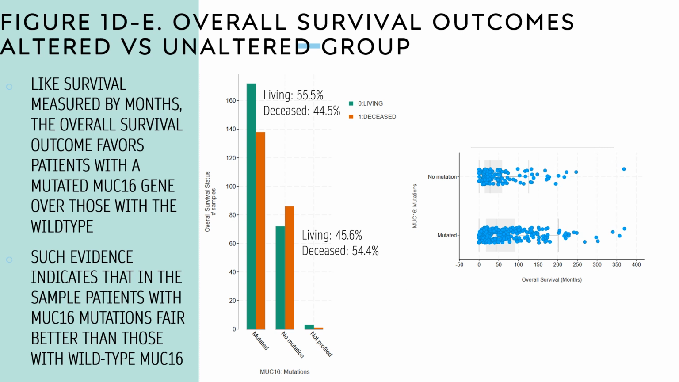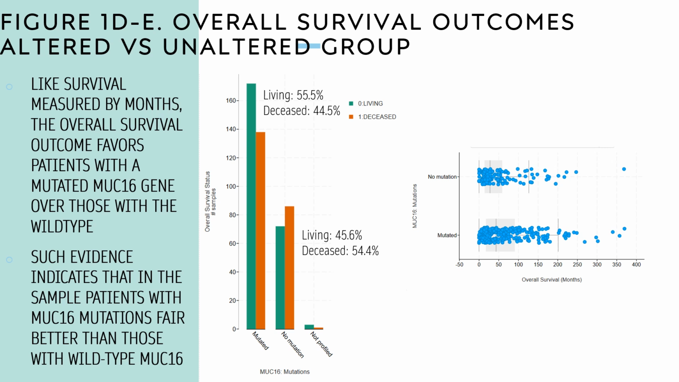This is relatively significant for the overall study, as it shows that the people with the mutated MUC16 gene have a better chance of survival, have a positive chance of survival, while those without a mutated MUC16 gene actually have a negative chance in comparison to death.